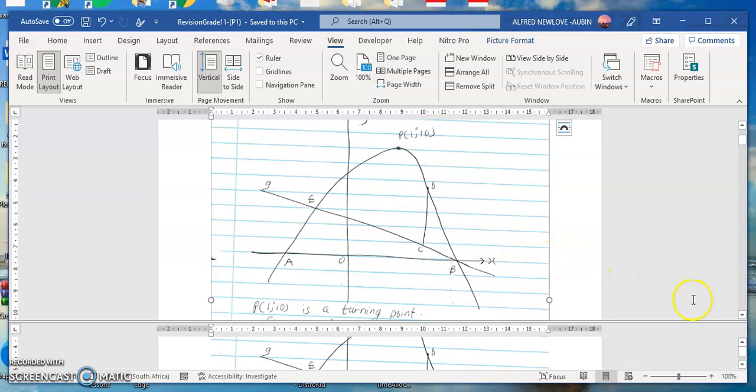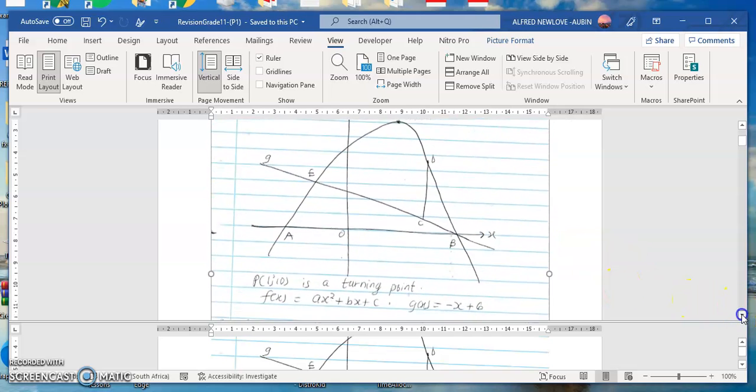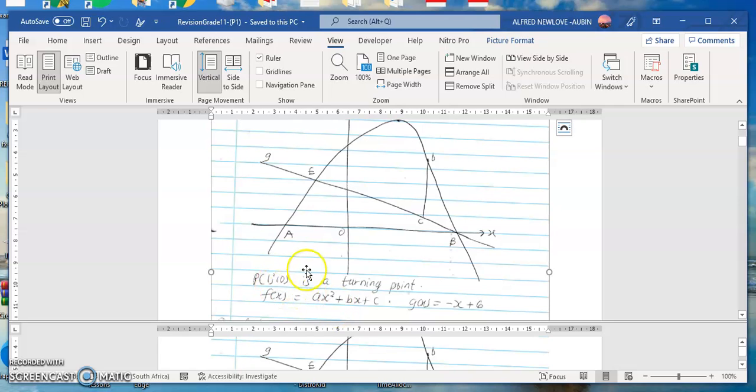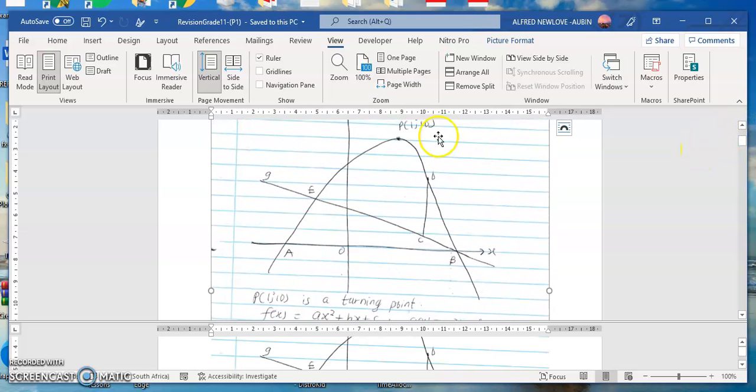Now, the turning point is P, which is (1, 10). So this is our turning point.